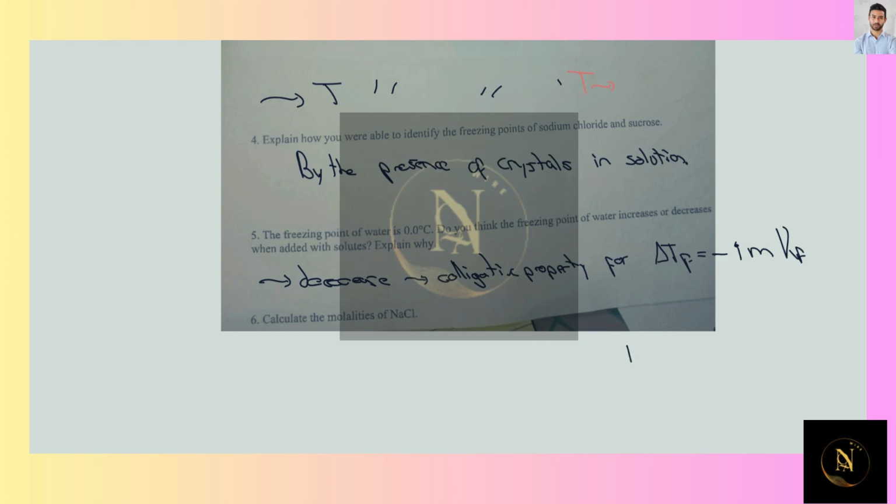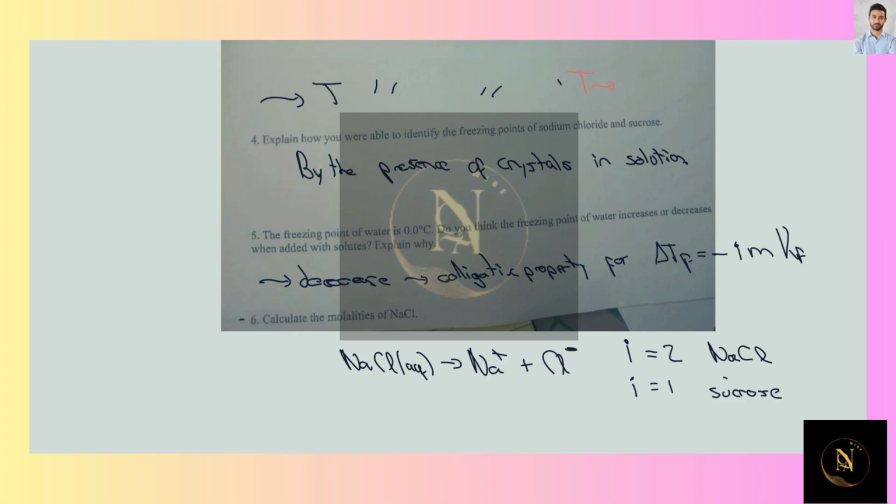In this case, the value for i is going to be equal to 2 in the case of NaCl, and it is going to be equal to 1 in the case of sucrose. This is because NaCl in aqueous medium is going to produce Na+ and Cl−. So this is the formula that you're going to need to employ.